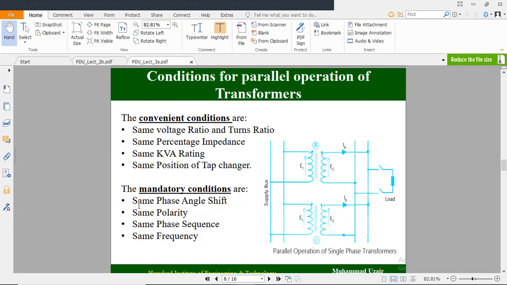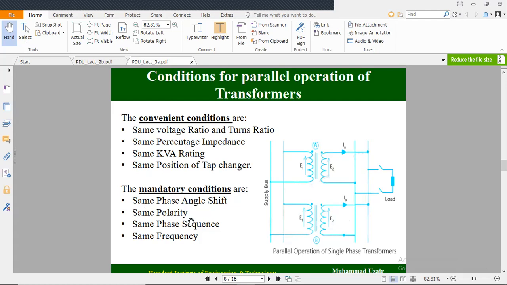These conditions are mandatory, meaning without them transformers would not operate in parallel. Same phase shift angle between phases: the picture reflects a single phase, but if the transformers are three phase, the phases are 120 degrees apart from each other, as we all know. So every phase in this transformer and that transformer should be 120 degrees apart, then the parallel operation would work. So the phase angle should be the same.